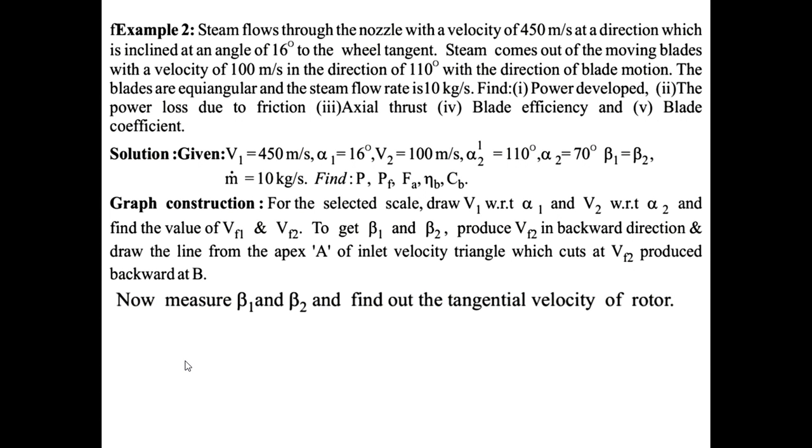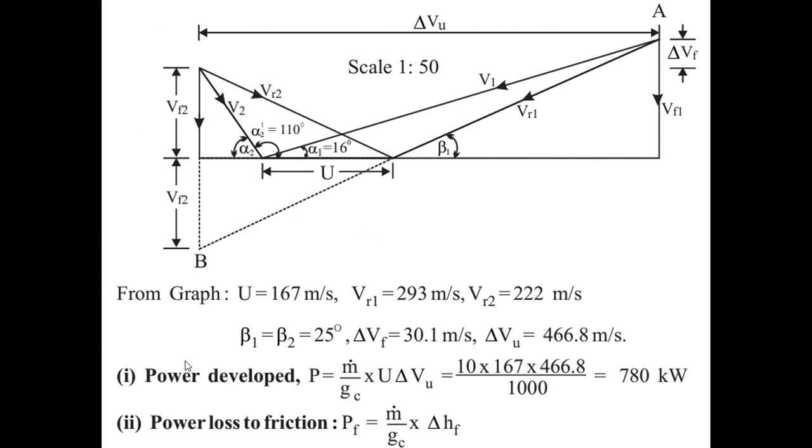Then in the later case we have to check beta 1 equal to beta 2. With that we have to find out VR1, VR2, VF1, VF2, everything. But how to start? So simply draw a horizontal line, mark one point, either left side or right side, and draw alpha 1 and V1, either right side or left side, left to you. But in my reference, or in this book's reference, they have taken alpha 1 and V1 on the right side. So they started with the left side.